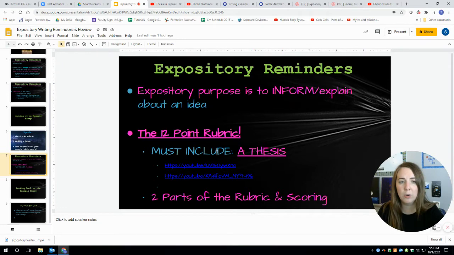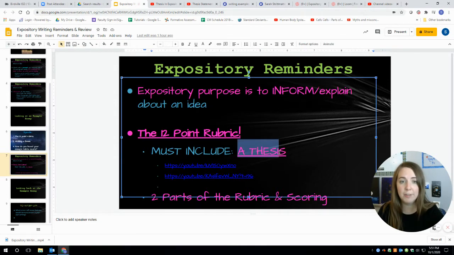You also need to know on the 12-point rubric that you must have a thesis. You cannot get a passing score on the CBA, on STAAR, or in class if you're writing an expository essay without a thesis, which fortunately is not very hard to make sure you have. The thesis is what goes in your introduction that basically tells us where you stand. You'll be given a prompt, and the thesis says where you stand and what your reasons are.